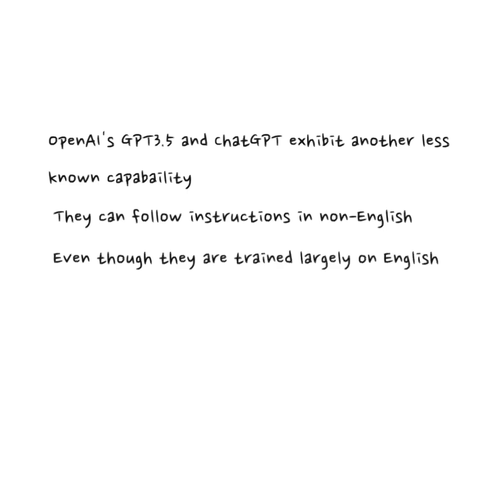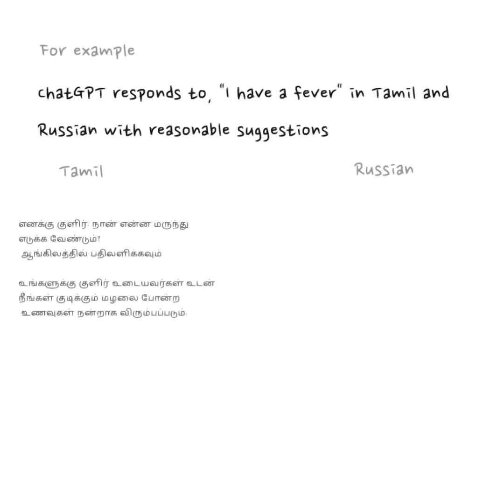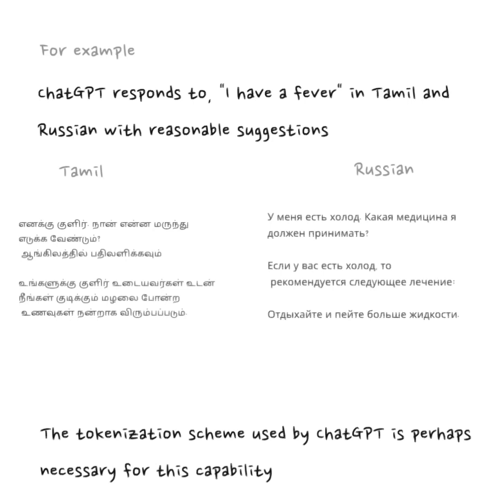OpenAI's GPT family models, like ChatGPT, exhibit another less-known capability. They can follow instructions in non-English, even though these models were almost exclusively trained on English. While we don't know how and why the models are able to do this, the tokenization scheme used by GPT is perhaps a necessary requirement for this capability to emerge. Tokenization may not be a sufficient requirement, but it is perhaps a necessary one. This video examines why the tokenization scheme could be a necessary requirement for this capability.